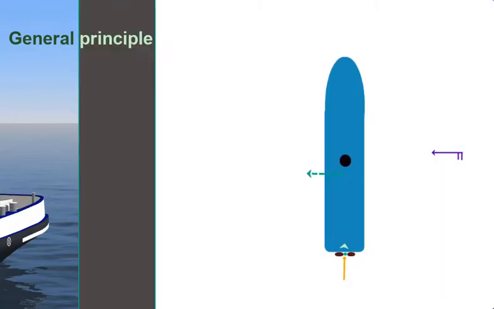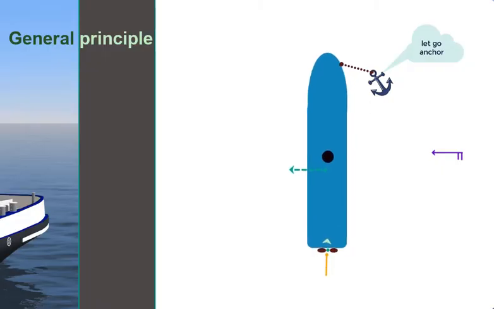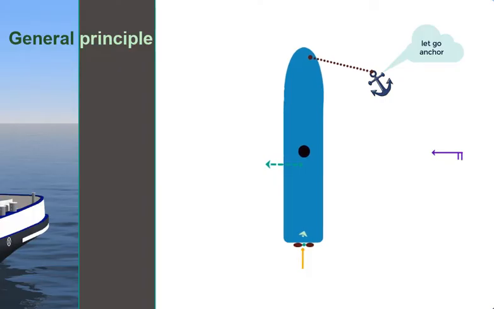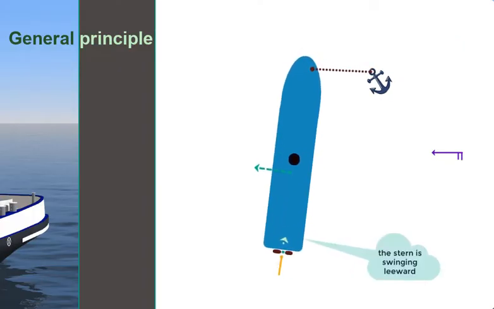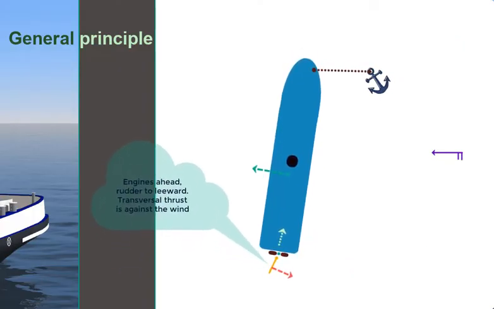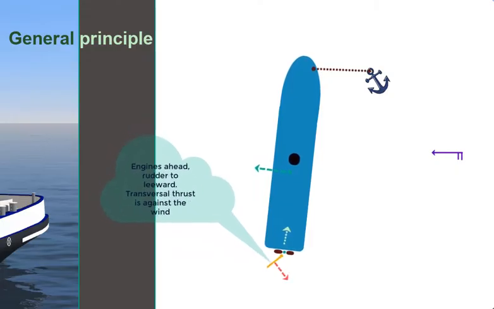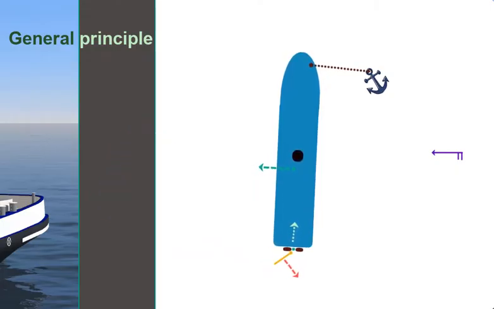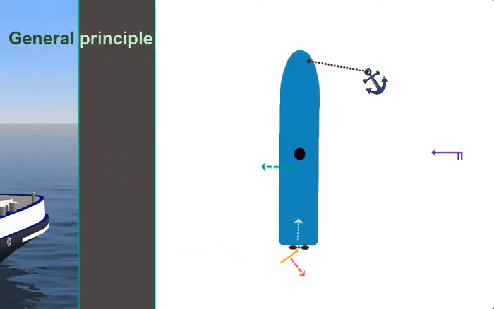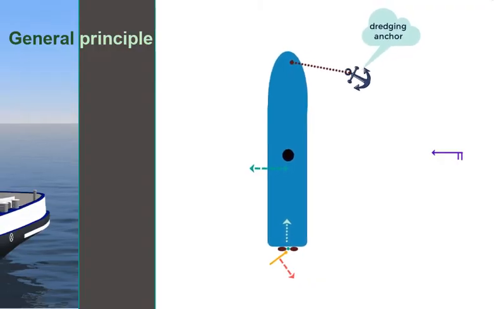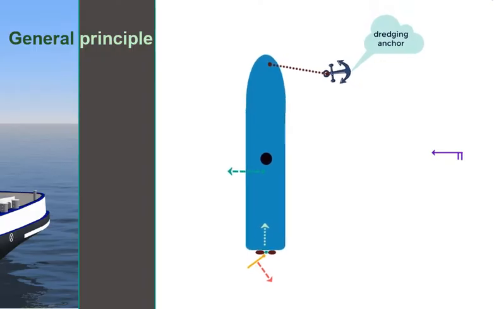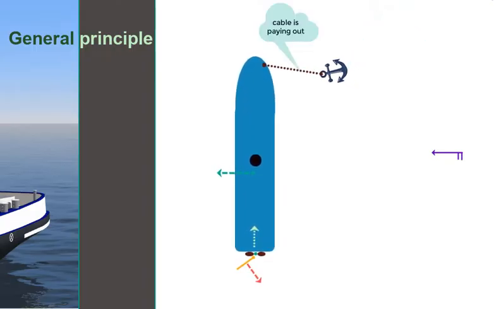In the wind, if deploying an offshore anchor, the anchor will hold the bow of the ship against the wind. As a principle, the stern will turn to the leeward side. To stop this turning, apply rudder to leeward and engines ahead. The transversal thrust of the rudder will hold the stern against the wind. If dredging the anchor in combination with proper rudder and engines, the forces can be controlled to move sideways.